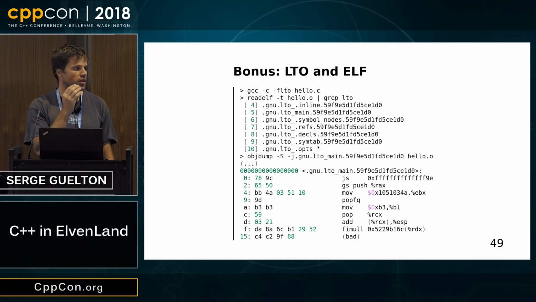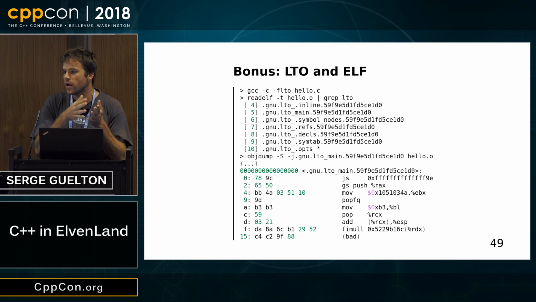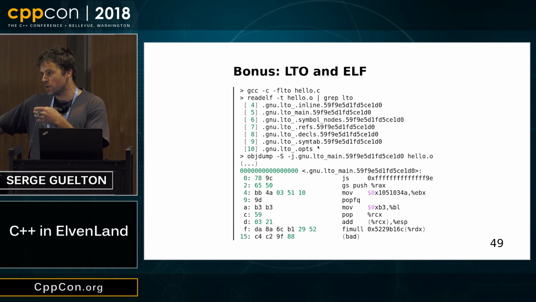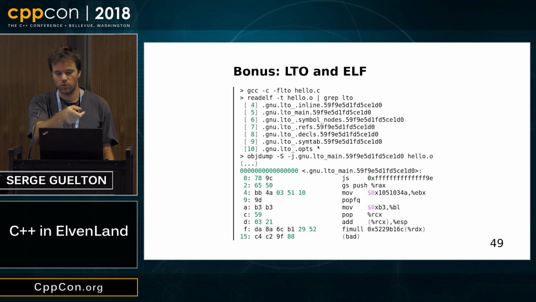You may have heard about link time optimization. Link time optimization means you compile, and when you link, everything is happening. So there must be a way for the compiler to pass down information to the linker. And to do that, they are using sections, and we're going to have a look at that.